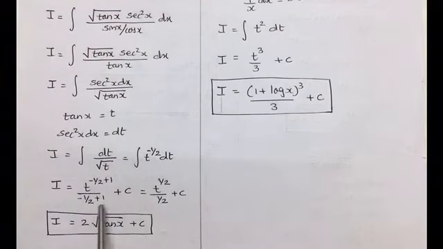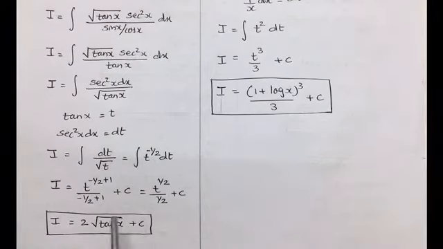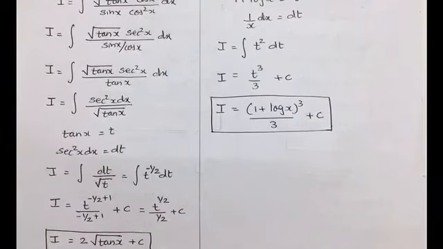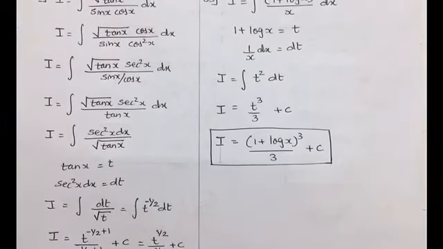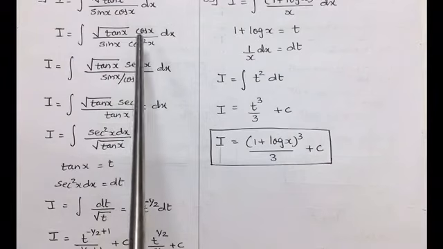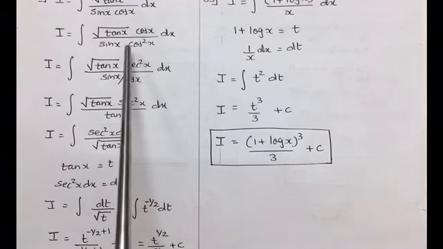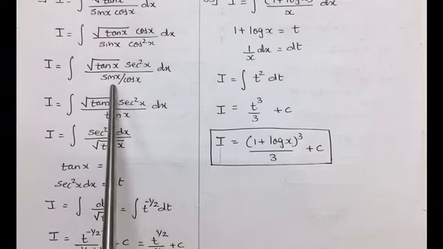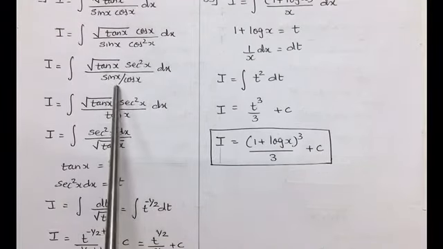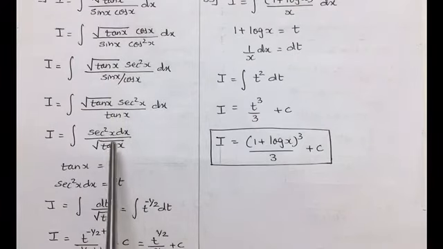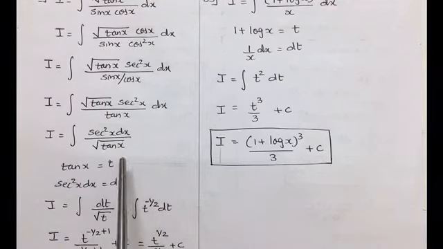After taking out the LCM and solving, 2 goes up and keeping the value of t as tan x, we get 2 root tan x plus c. So this is the final answer. The most important step is the initial steps where the adjustment is being done here. So this step is very important. Third step, this is also very important. And then the assumption of tan x is equal to t after simplifying it.